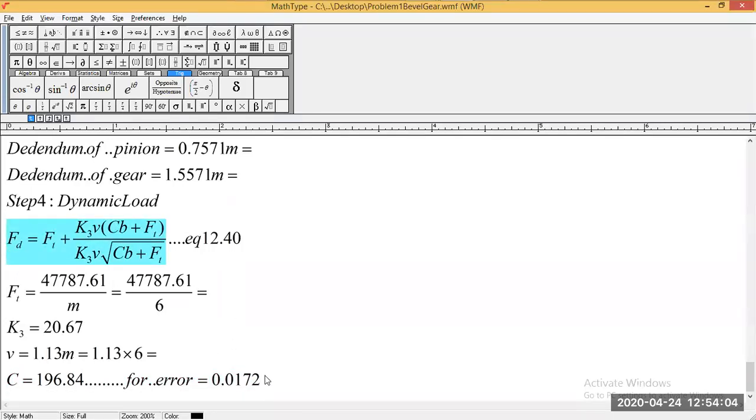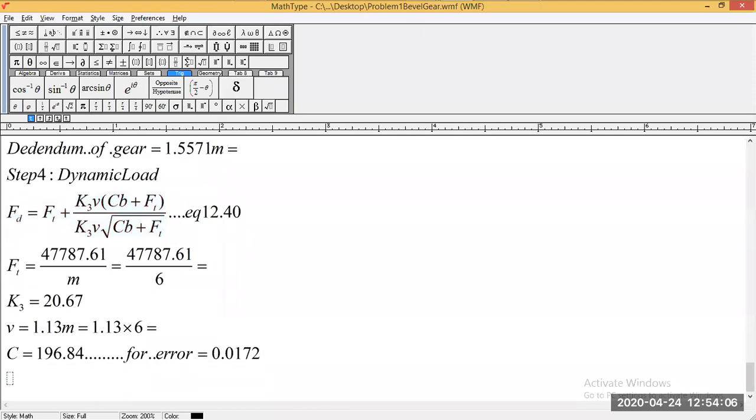What about B? We don't have B. So B is 10M, so 10 times 6 is 60 mm. Right. So now we have all the data. We can go in for substitution.